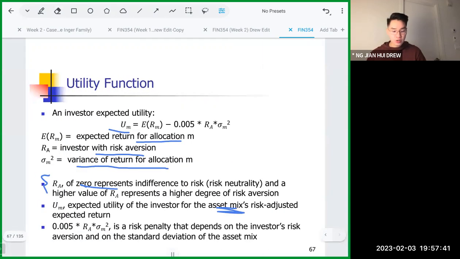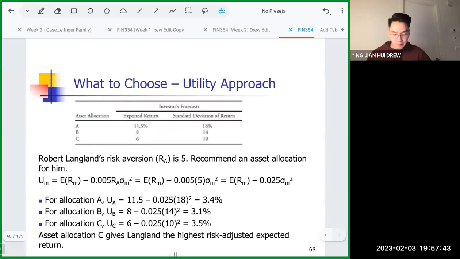There is a question on utility here, quite an easy question. Basically, you just plug in the figures to the formula. So what is this question saying? This person has a risk aversion factor of 5. You try to recommend him an asset allocation. So we have 3 different portfolios, A, B, C. So we plug in the formula.